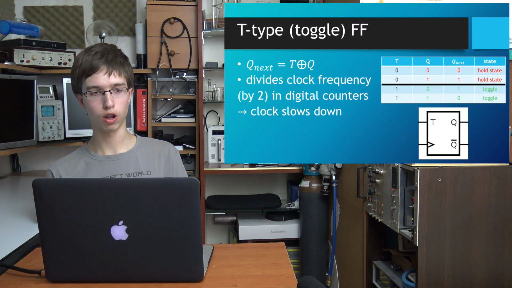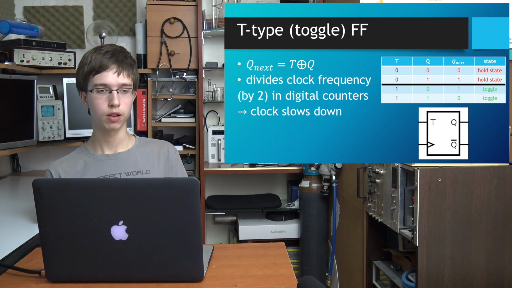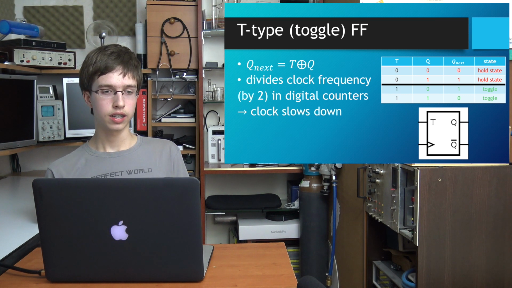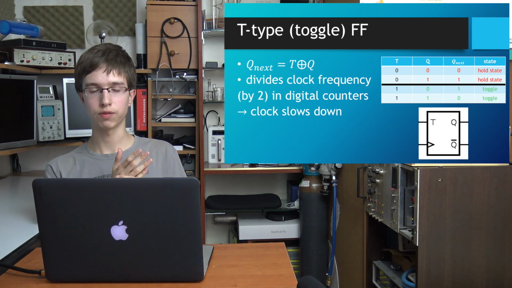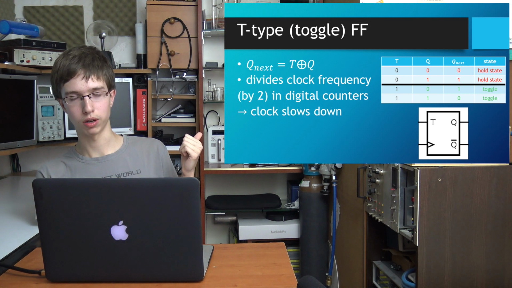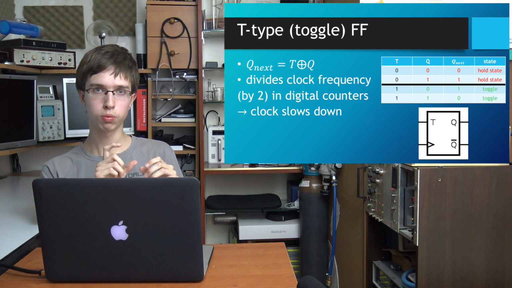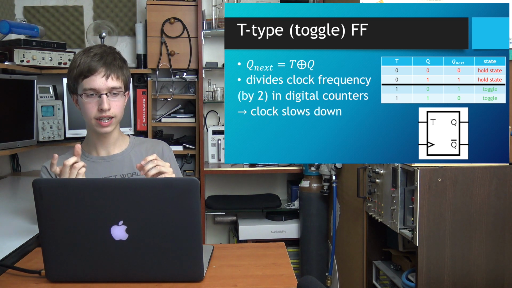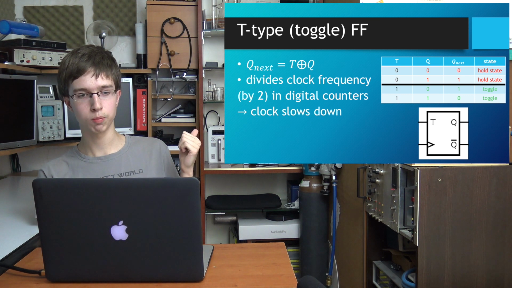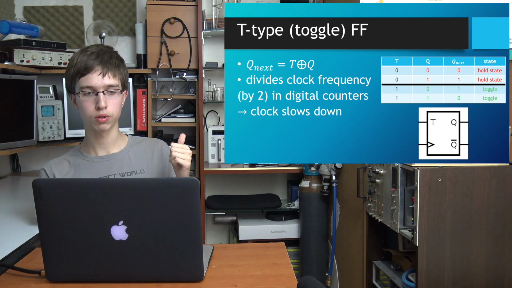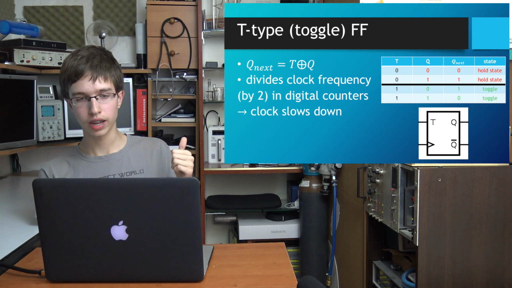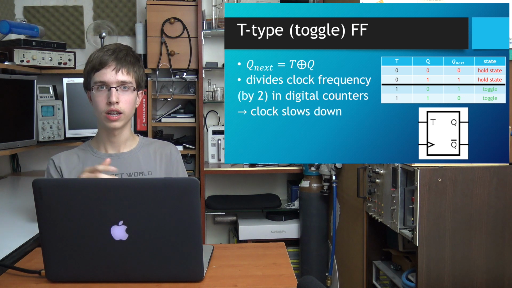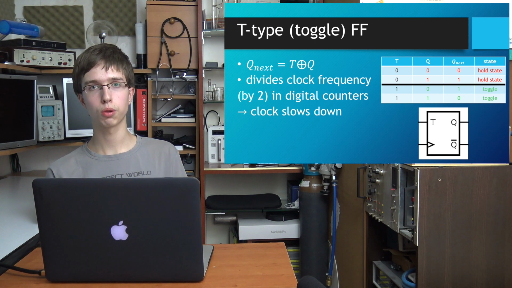T-type or toggle type flip-flop is defined via this equation, which is kind of XOR. It is mostly used to divide clock frequency, mostly by 2, in digital counters, so it slows the clock down. We can see its truth table. So it toggles the output state from 0 to 1 or from 1 to 0, so from Q to Q next, when the toggle input, this T input, is equal to 1, and when the T input is equal to 0, then it is in hold state, so the next output holds the state of the previous output, as we can see in this truth table.